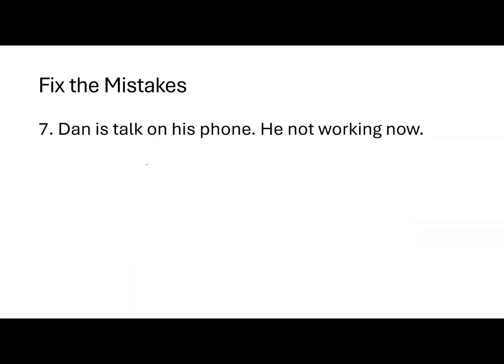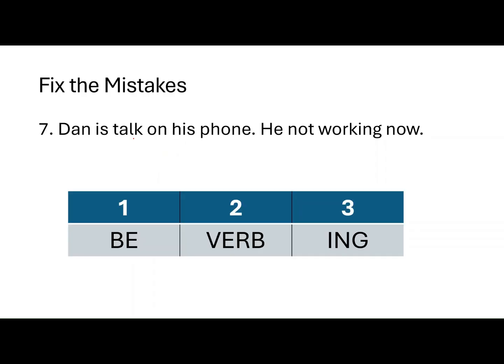Can you fix the mistakes in this sentence? Dan is talk on his phone. He not working now. For these, we need to think about 1, 2, 3 for present progressive. Be, verb, ing. In the first sentence, I have is, that's my 1. I have talk, that's my 2. I don't have that 3, ing. So it should be Dan is talking with ing. Dan is talking on his phone.